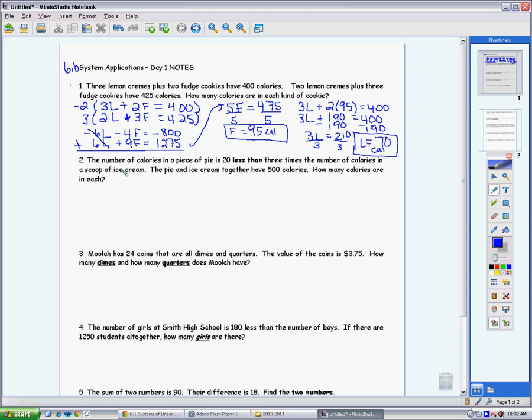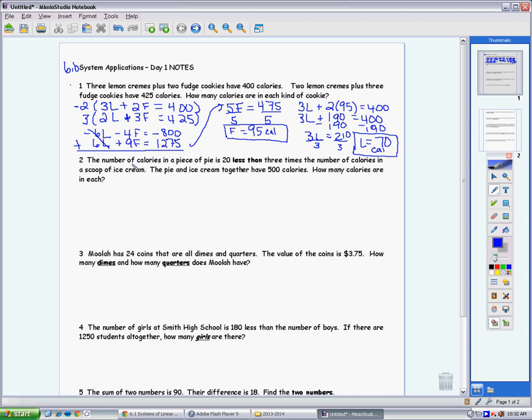Okay, number 2. The number of calories in a piece of pie is 20 less than 3 times the number of calories in a scoop of ice cream. And the pie and ice cream together have 500 calories. How many calories are in each? Okay, so this is going to be similar.